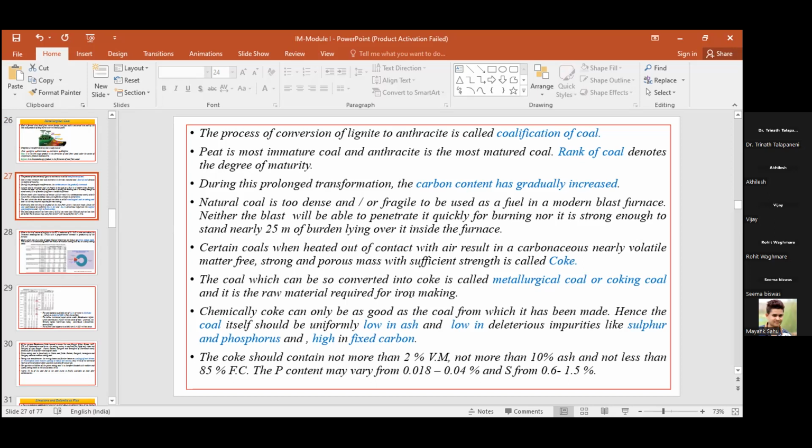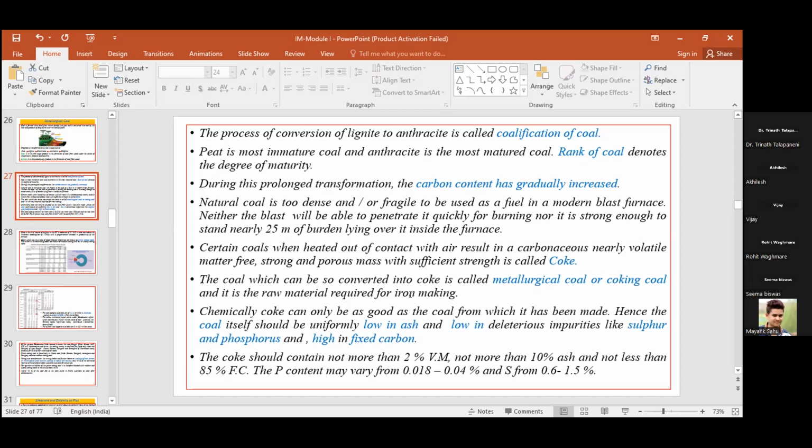So coke which is formed can be only as good as the coal from which it has been made. So if you use good coking coals, then you can expect a good metallurgical coke out of it. So when I say a good metallurgical coal, what kind of properties should this coal have?